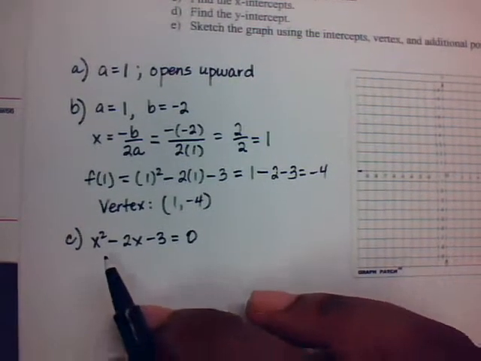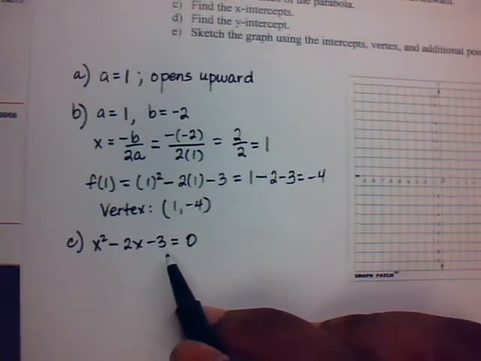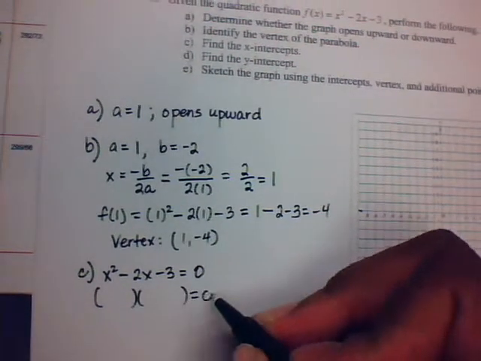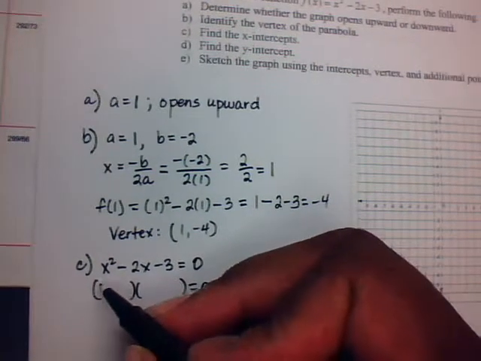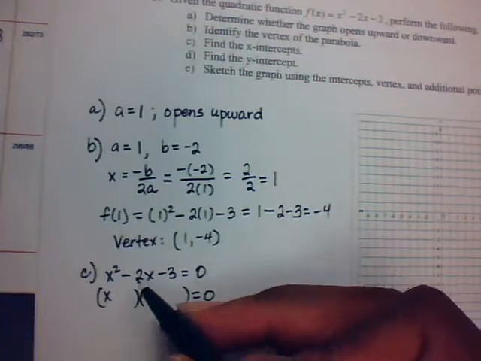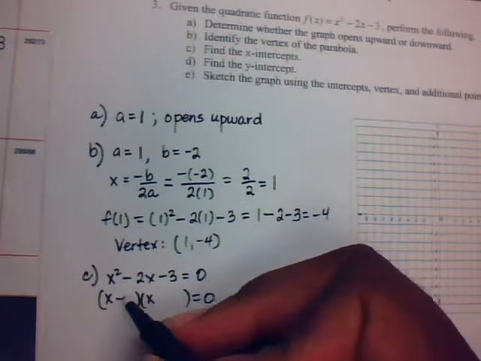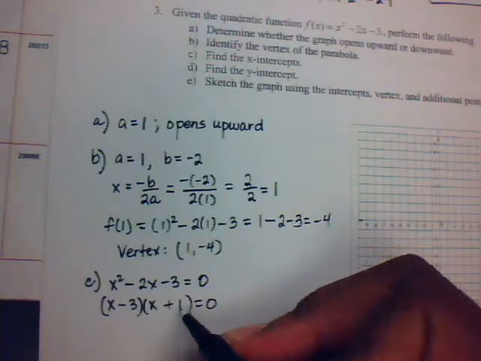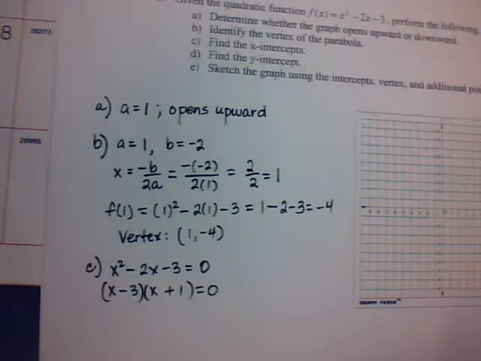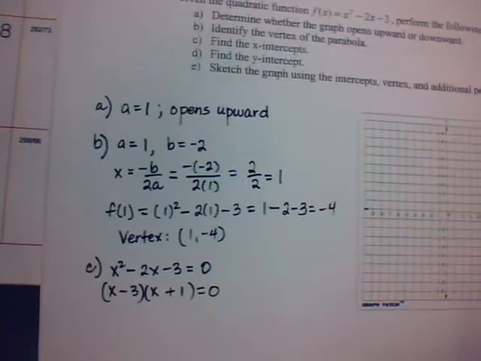Here we got a trinomial that can be factored into 2 binomials. And in this case, x squared, I'm going to break that up as x and x. The only factors of -3 that will give me -2x as a middle term will be -3 and plus 1. So we got x minus 3 times x plus 1 equal to 0.